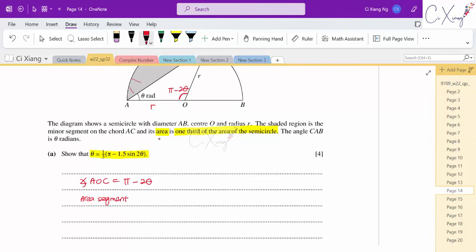Area of the segment, I will say this one, okay? It will be equal to what? One third of the area of the semicircle. So one third of the area of the semicircle. So this is how we start actually.